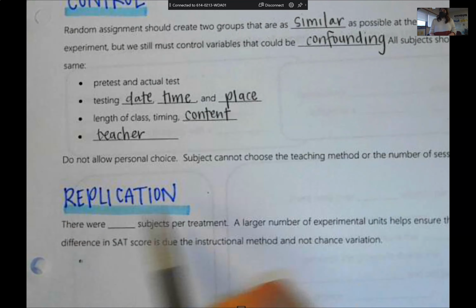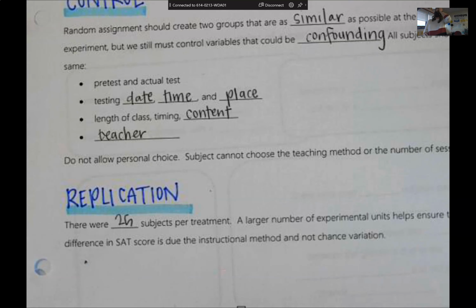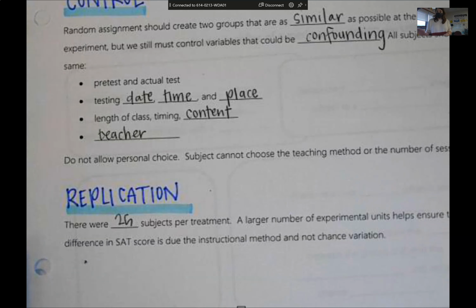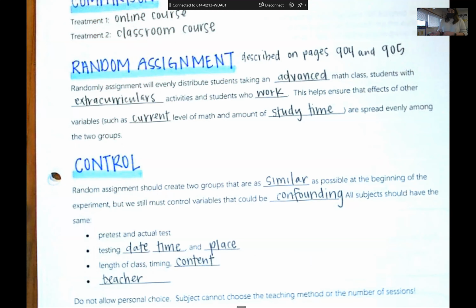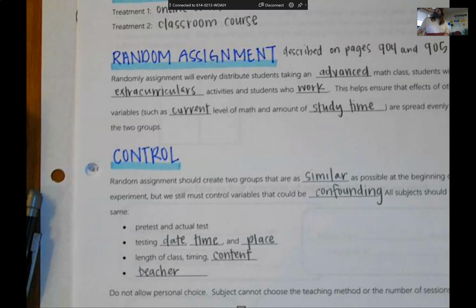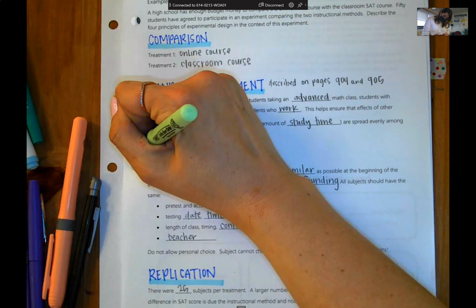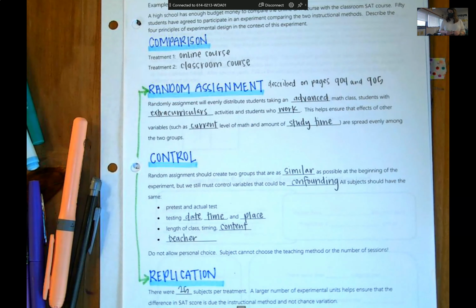And then lastly, replication. There were 25 subjects per treatment group. So a large number of experimental units helps ensure that the difference in SAT score is due to the instructional method and not chance variation. So replication and random assignment are related. Like they reinforce each other. These 2 things are related to each other.